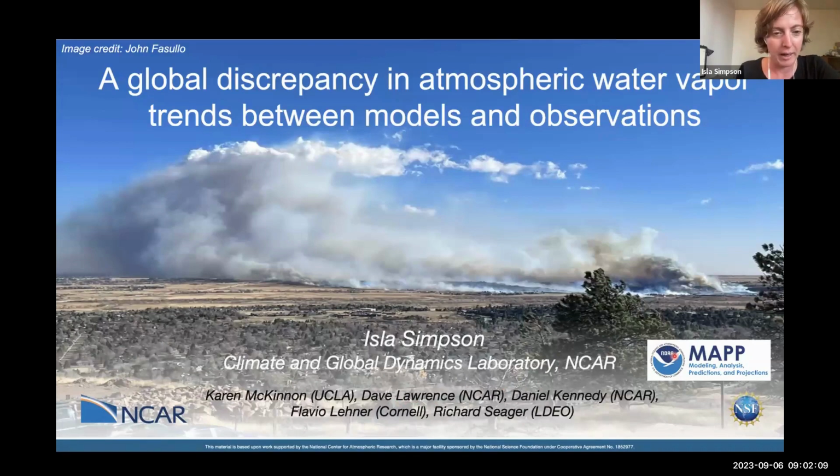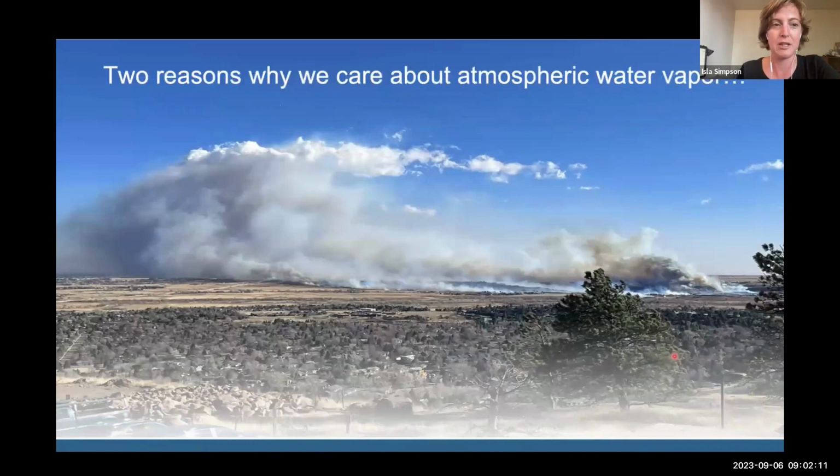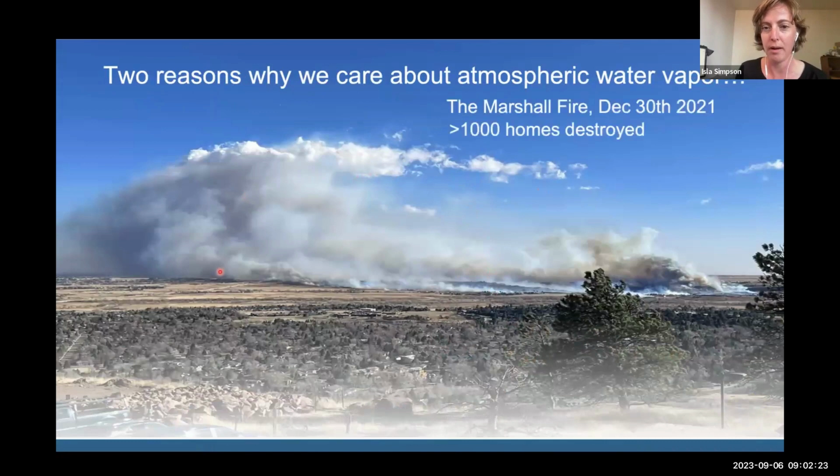I just want to start by giving you a couple of motivations of why we should care about what atmospheric water vapor has been doing historically. One of these is on my title slide here. This is a picture that was taken from NCAR's Mesa Lab, where I work. This is the Marshall Fire that happened at the end of 2021, and it was the most destructive wildfire in Colorado history. And I know that in Australia, of course, you've had a lot of wildfires as well.